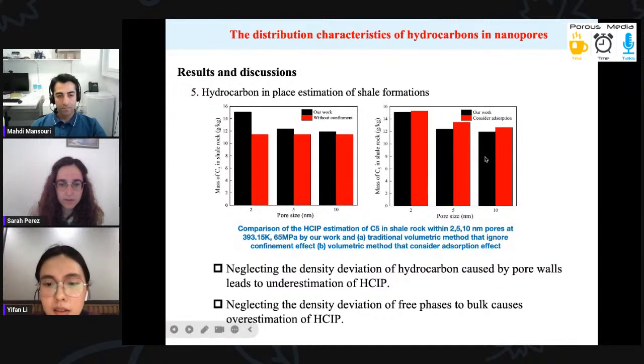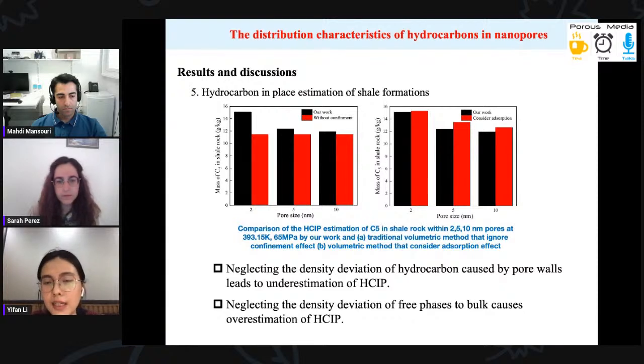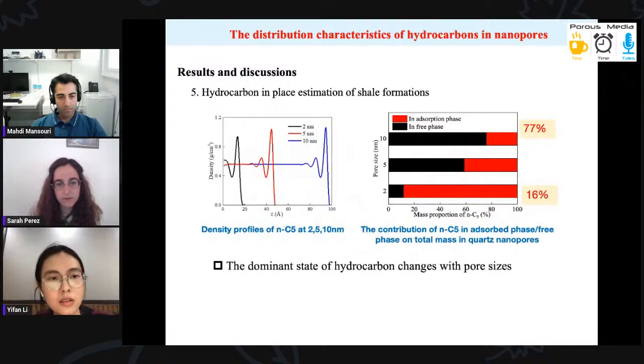So if we only consider the adsorption effect, and we ignore the density deviations of the free phase from the bulk phase, that may cause overestimations of hydrocarbon in place, because as we mentioned before, the bulk density is larger than that of the free phase density.